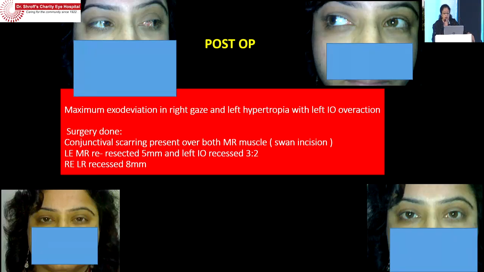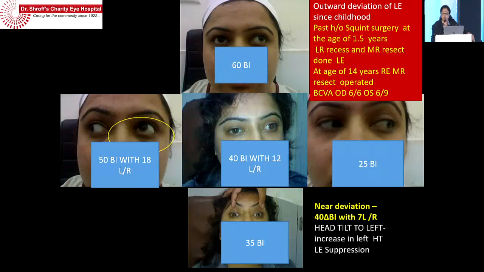So in this patient, I had to go back and do, there was a scarring in both eyes, medial rectus was done, Swan incision was done. We re-resected the medial rectus and the left inferior oblique, and also recessed the lateral rectus of the other eye because there was an incomitance. So I prefer to do the surgery in the right side.